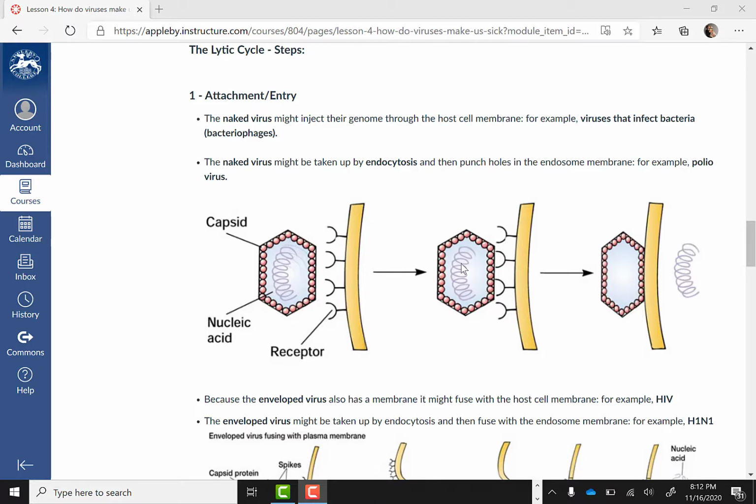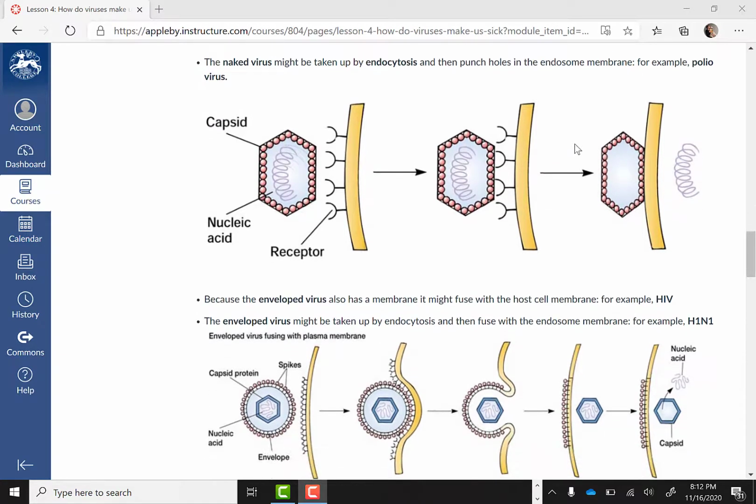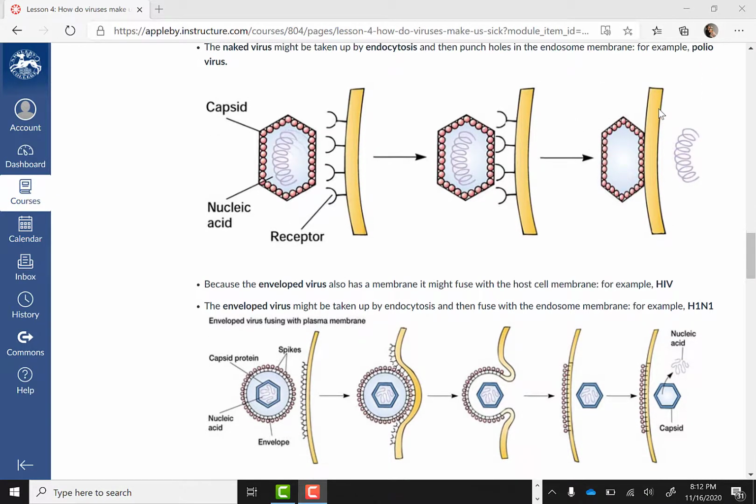its genetic material. And in cases of eukaryotic cells, that genetic material ends up going through the nuclear envelope into the nucleus, and our enzymes will do the replicating for that virus. And an example of this, like shown in this picture, would be the poliovirus.